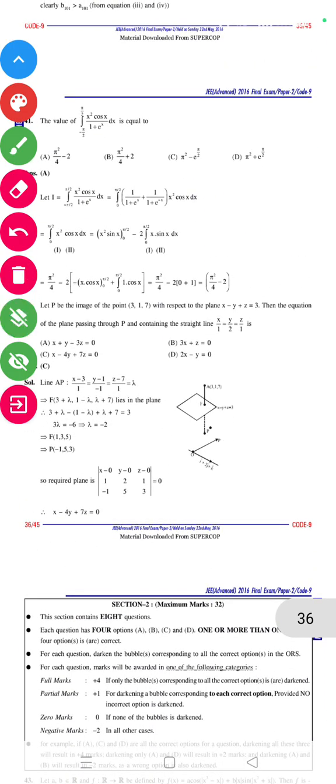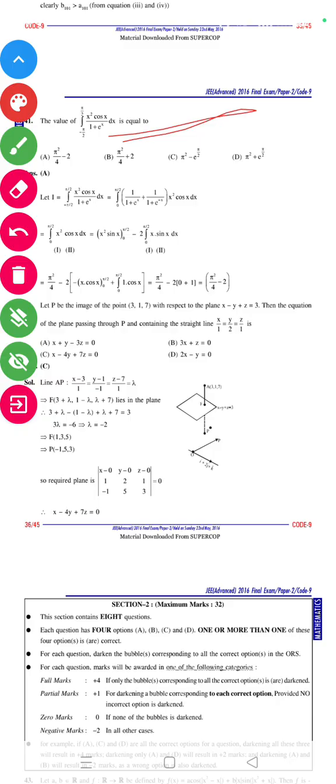Now next question: the value of the integral from minus pi by 2 to pi by 2 of x square cos x by 1 plus e^x dx is equal to. Let I be the integral from minus pi by 2 to pi by 2 of x square cos x by 1 plus e^x dx. This becomes the integral from 0 to pi by 2 of (1 by (1 plus e^x) plus 1 by (1 plus e^(minus x))) into x square cos x dx.